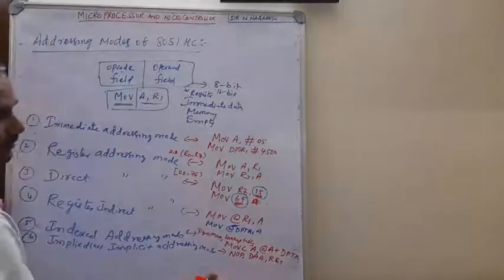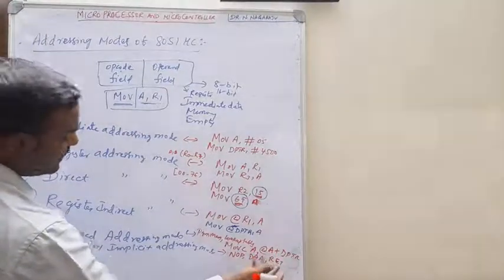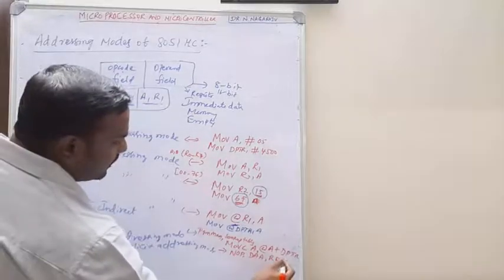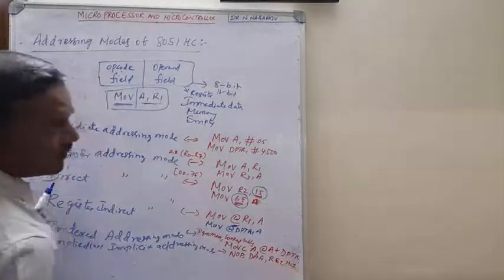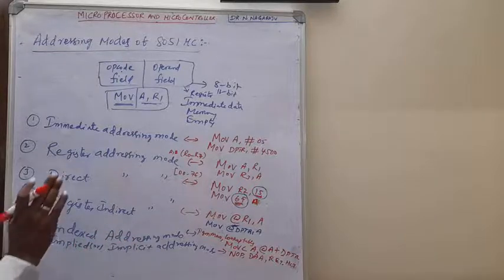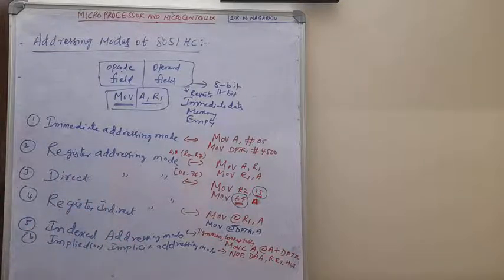Or otherwise RET indicates return, which we use during subroutine programs. This also does not contain any operand. Halt also has no operand. All these instructions do not contain any operand. That type of instruction is called implied addressing mode. These are the basic addressing modes involved in the 8051 microcontroller.